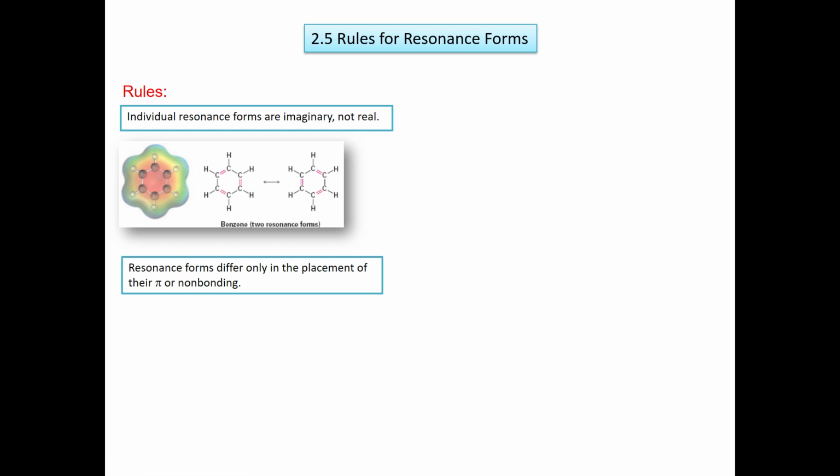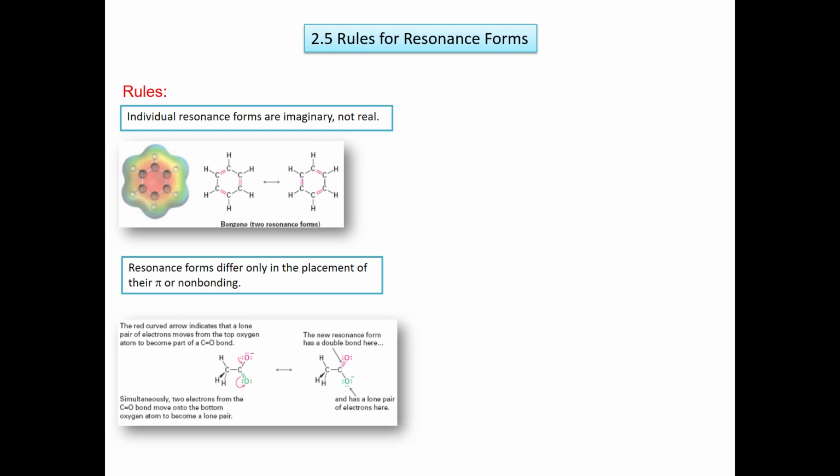Resonance forms differ only in the placement of their pi electrons, double or triple bonds, and non-bonding electrons. Okay. Here you can see we can move these electrons to form these two resonance forms. The reality is the average of the two resonance forms.